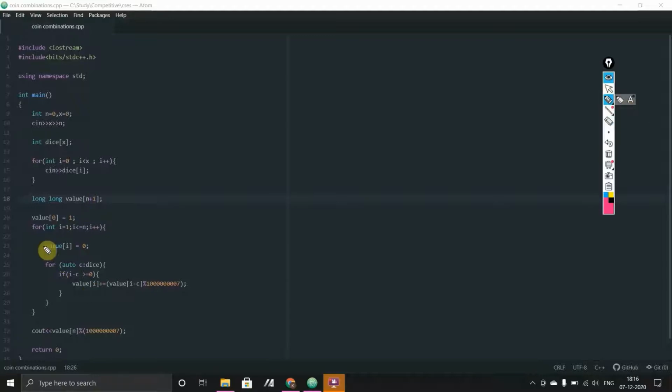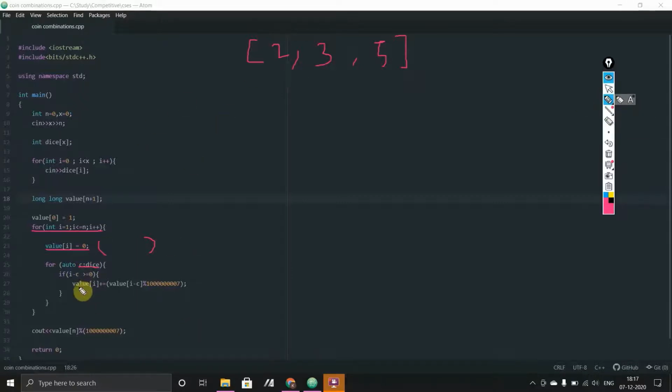Then now, for each value of I we will calculate it. Here we are initializing the value of I to 0 because we simply have to add those numbers, and also to remove the garbage value. So value of I is 0. For auto C in dice, this will make sure that you are iterating over all the values, in this case coins. I'm really sorry guys that I have actually written the array name as dice rather than coins. I know it would be a lot easier if it was just coins, but anyways.